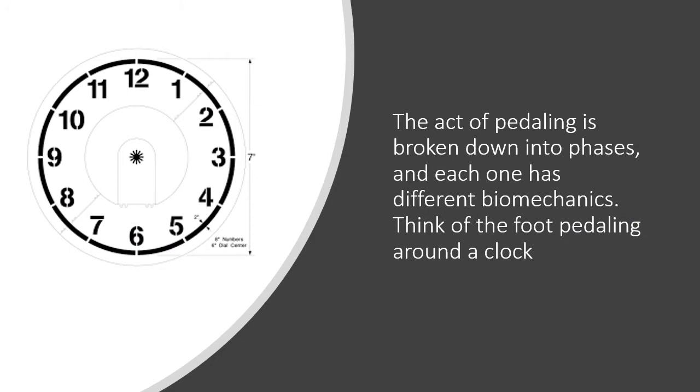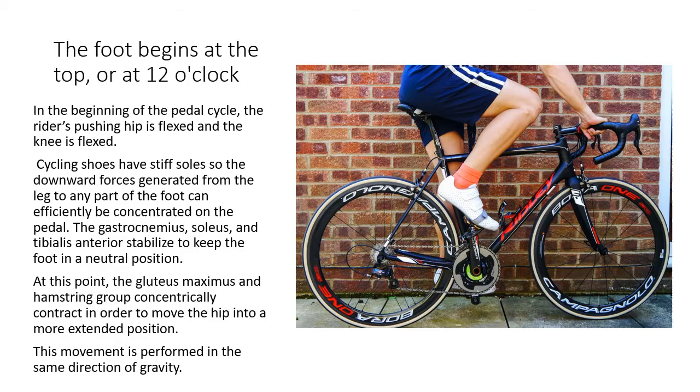The act of pedaling is broken down into phases, and each phase has different biomechanics. Think of a foot pedaling around a clock. The foot begins at the top or at 12 o'clock. In the beginning of the pedal cycle, the rider's pushing hip is flexed and the knee is flexed.